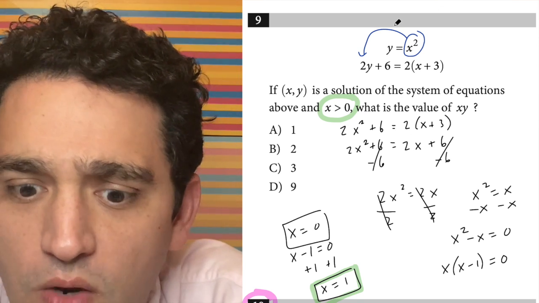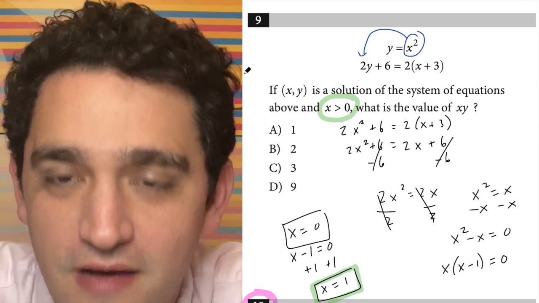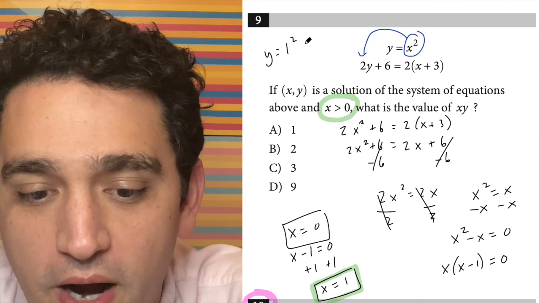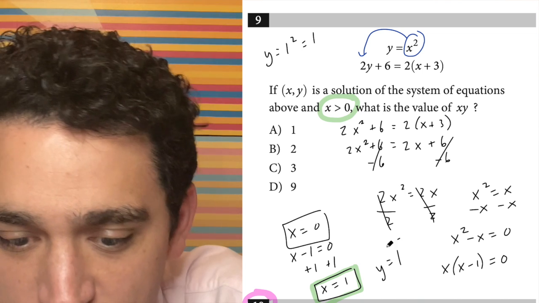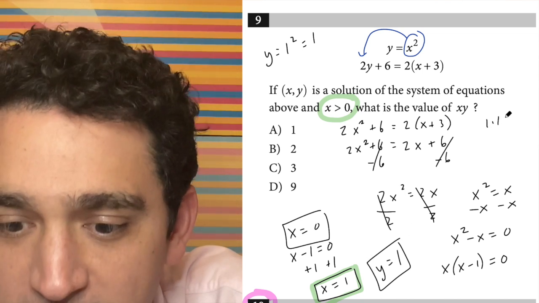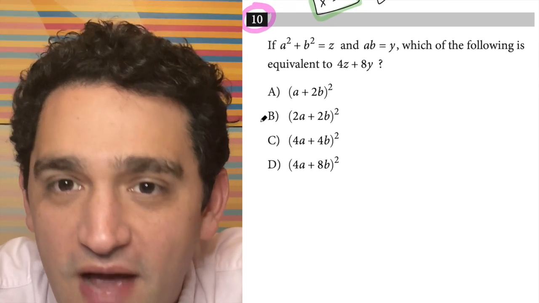Now if x is 1, what is y? Let's plug it into that original equation. If y equals x squared, well, then y equals 1 squared, or just 1. X is 1, y is also 1. So what is x times y? Well, 1 times 1 indeed is 1. There's our answer. Moving down, we have number 10.